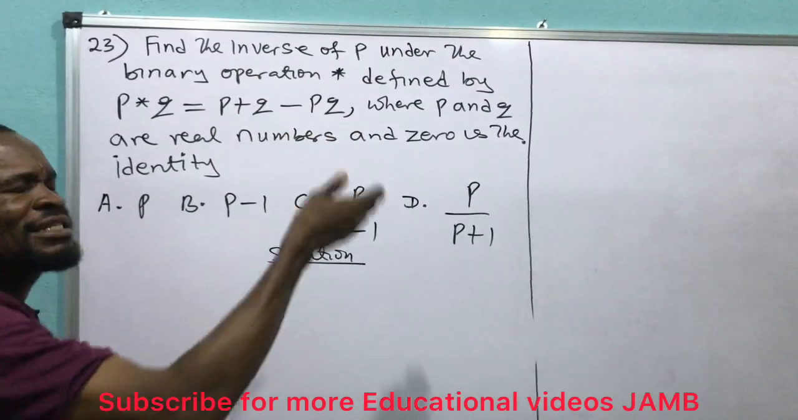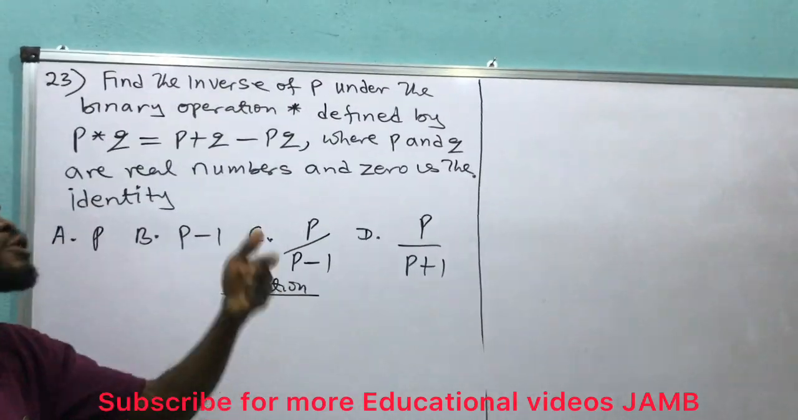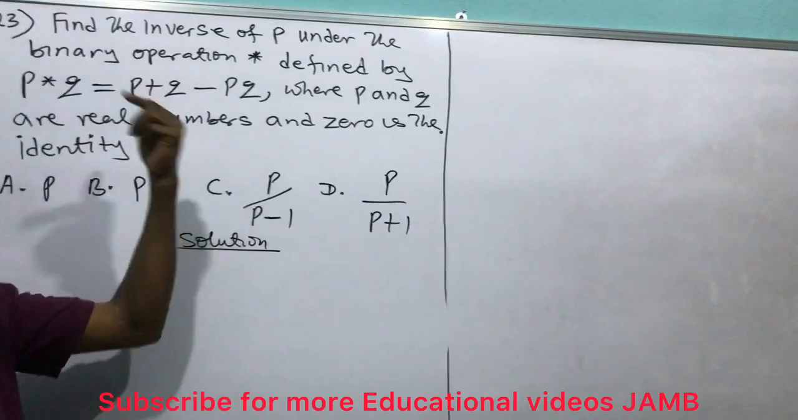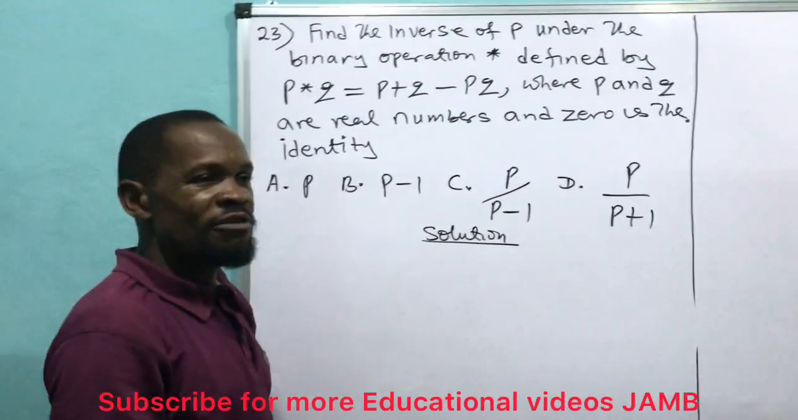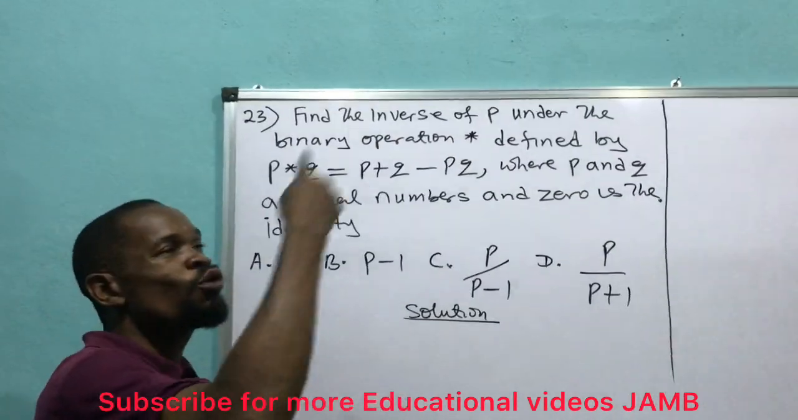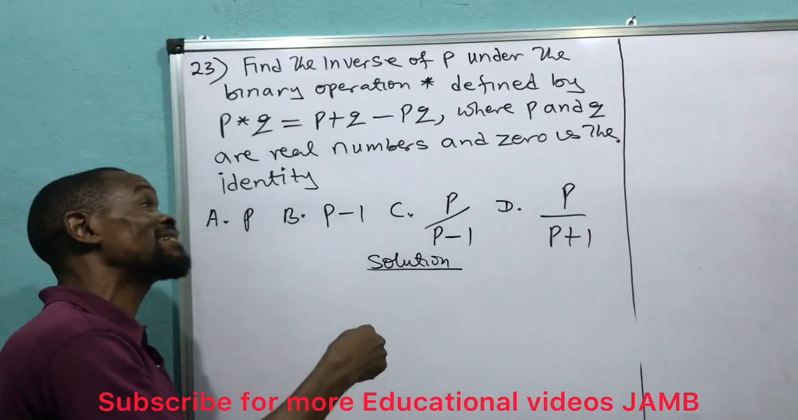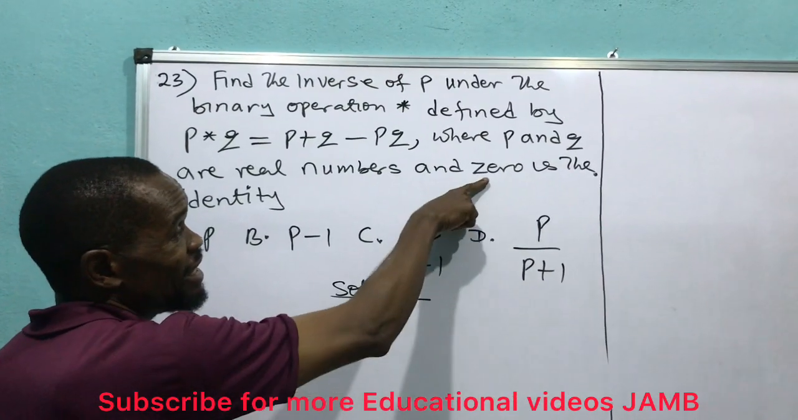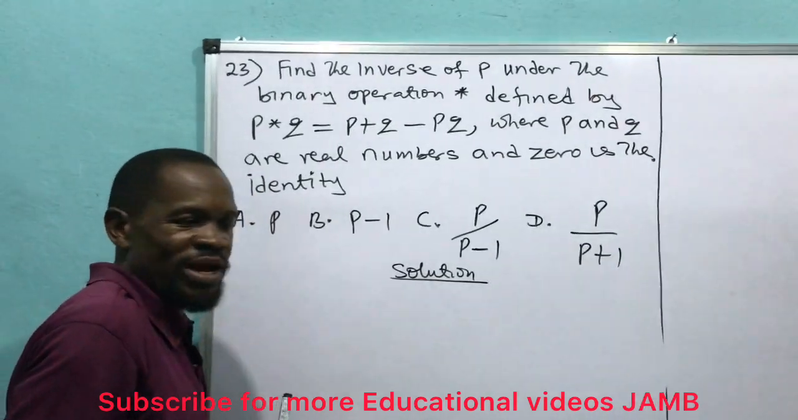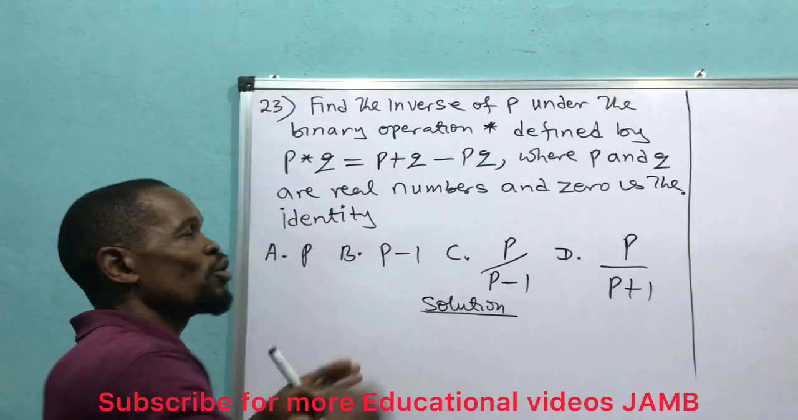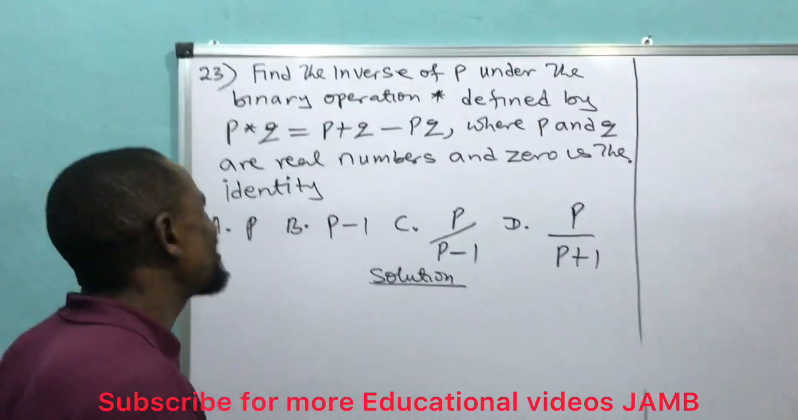Assuming they didn't give us the identity element, we would first go and get the identity element before we can calculate the inverse. For you to calculate the inverse, you first of all get the identity element. But right now, they have given us the identity element to be 0. So we have no issue. We will go straight and get our answer.